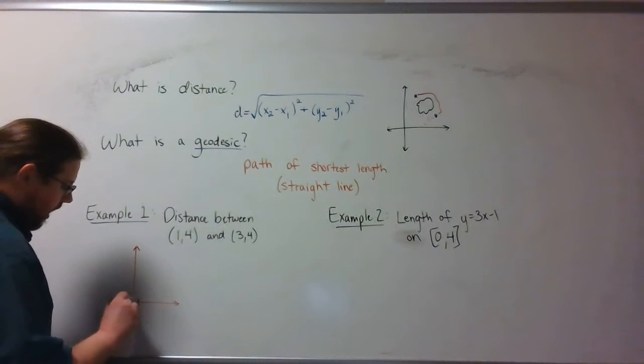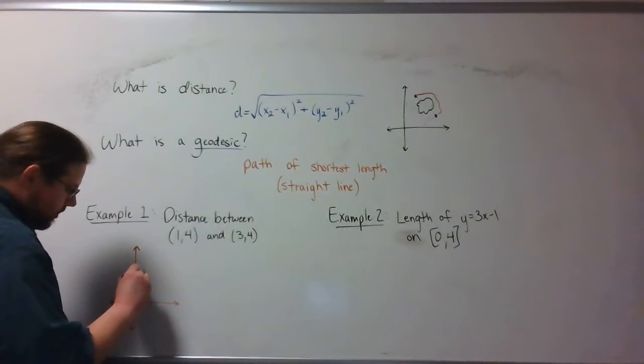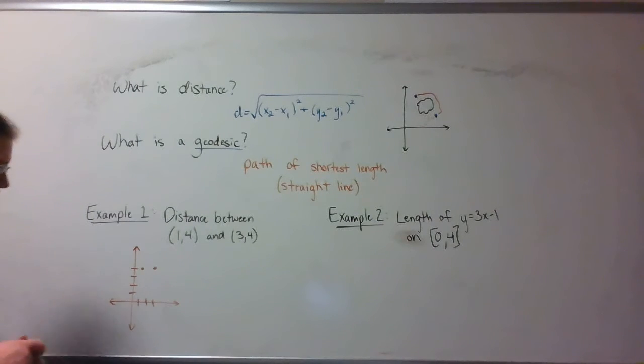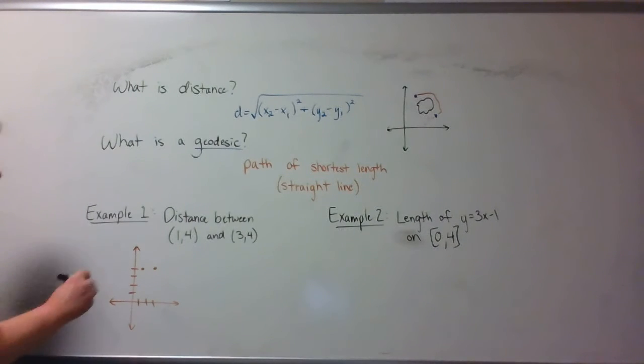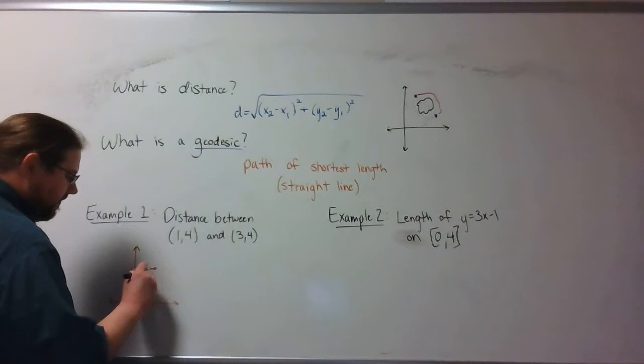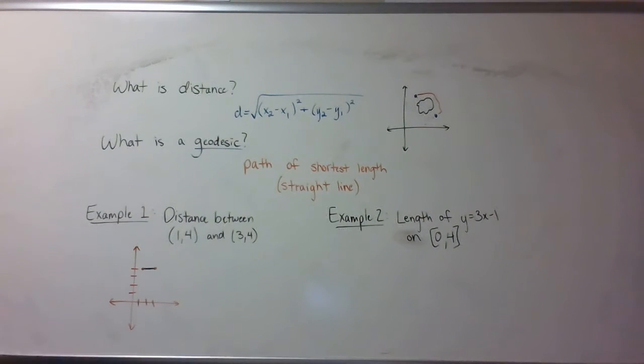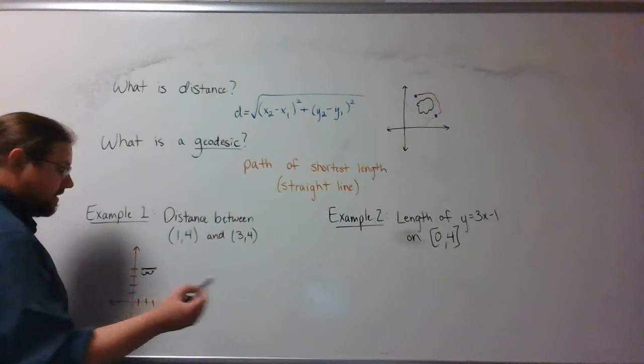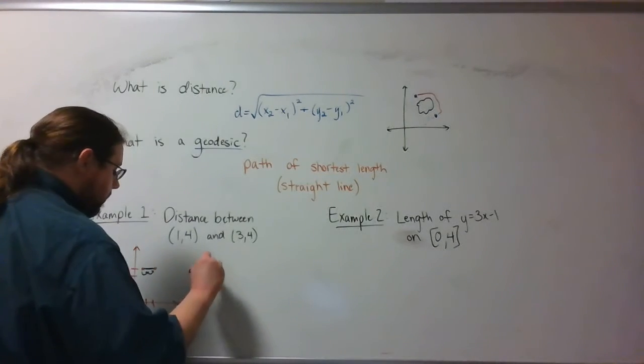So I'm going to look at (1, 4), which is right about here. And I'm going to look at (3, 4), which is right about here. Well, if you think about it, the distance between those two points is not actually going to be all that difficult to calculate. Because here's the thing. The y values are the same for both of those points. All I have to worry about is the change in x's. Well, if I just look at the picture, it's 1 spot, 2 spots. The distance is 2 from those two points.